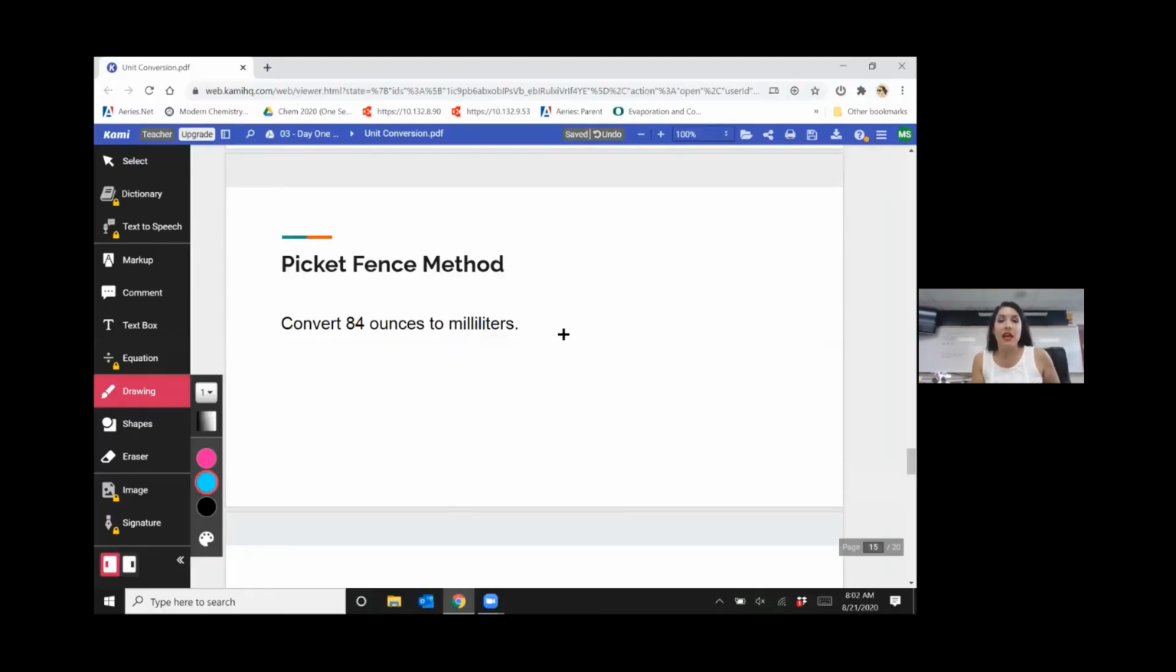Can you convert 84 ounces to milliliters? Write down the given, write down the find, and find a ratio in the earlier set of ratios that compares ounces to milliliters. Set up your picket fence, multiply and divide, and let's see how you did.